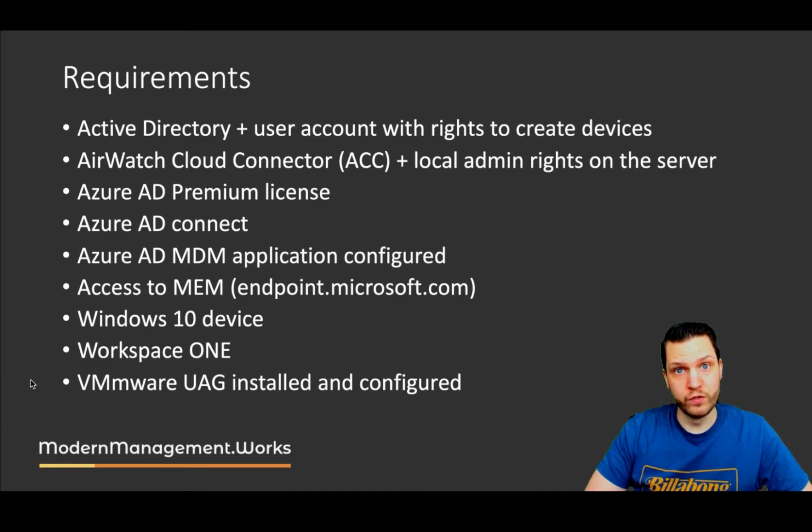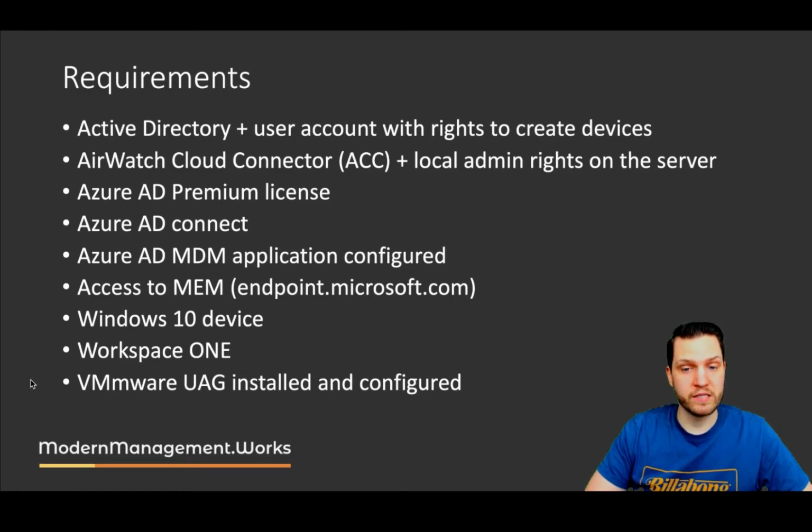When you want to use AutoPilot, you need Azure Active Directory Premium license for the users. You need Azure Active Directory Connect already installed and configured, so your identities are synchronized to Azure Active Directory. Then you need the Azure Active Directory MDM application configured. This part will be shown in the video later. So if you don't have configured it right now, make sure you follow the video tutorial.